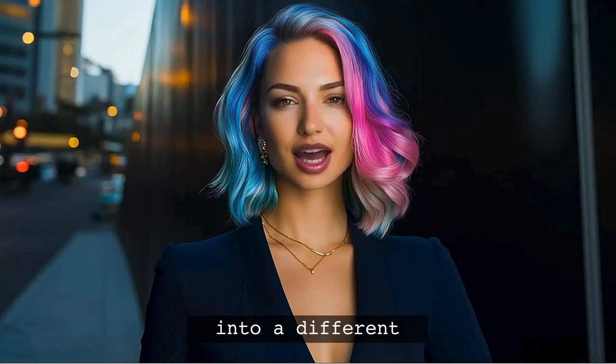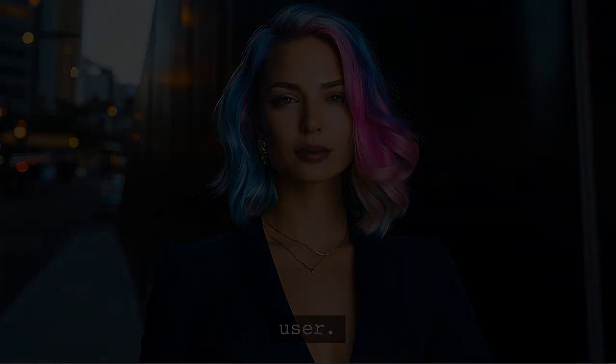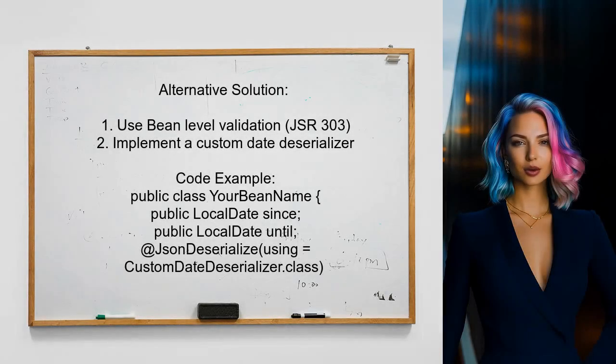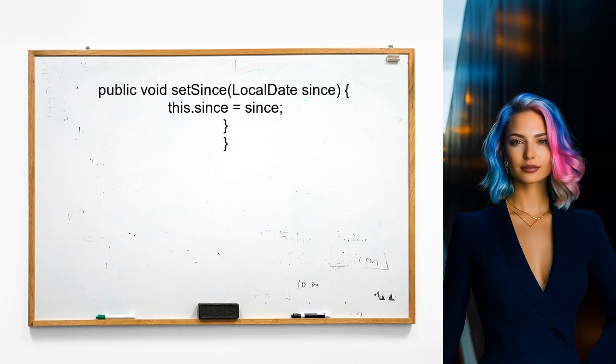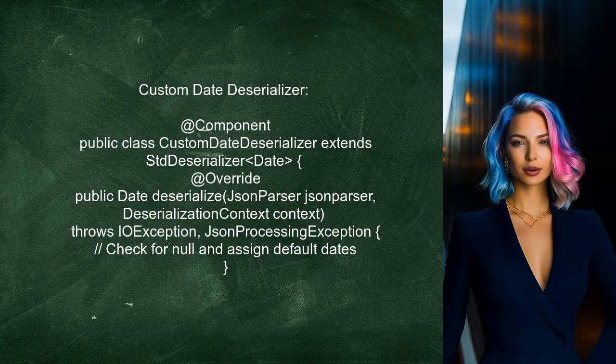Now, let's dive into a different answer from another user. An alternative approach suggested by a user involves using bean-level validation and a custom date deserializer. This method allows you to eliminate null checks for date parameters. The custom deserializer checks for null values and assigns default dates based on your specified date format. This streamlines your controller methods.